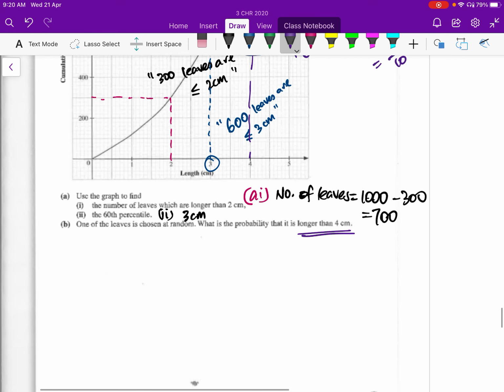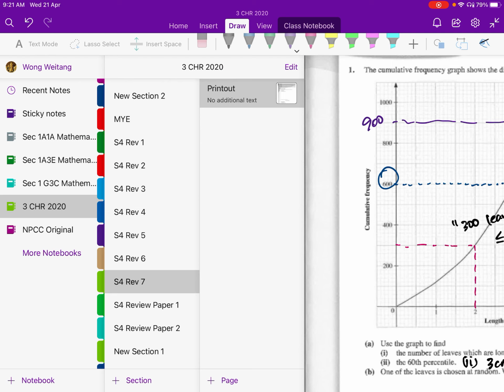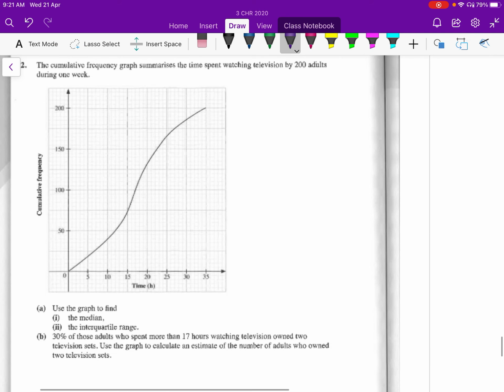Okay, next one. One last question. Then we are done with the workbook. Yes, then we do our 10 series already. Faisal done? Okay, last page.